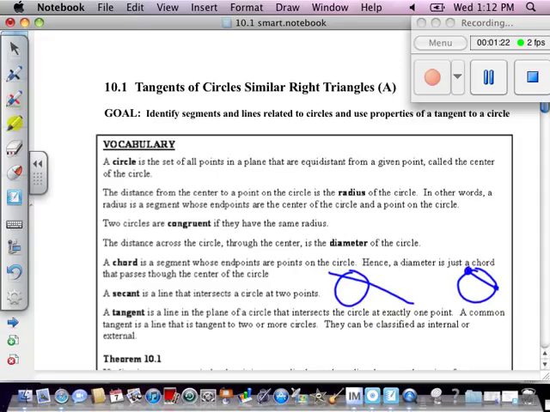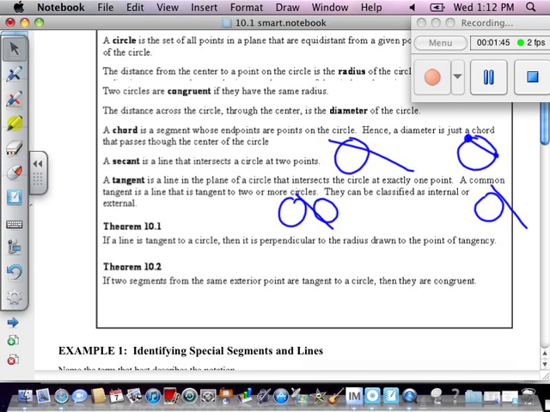Okay, a tangent is a line in a plane of a circle that intersects the circle at exactly 1 point. A common tangent is a line that is tangent to 2 or more circles. So there's a tangent, it touches it just at one place. A common tangent is if you have 2 circles, if it touches both those circles. Just pretend it only touches that circle at one spot, because that was bad drawing on my part.